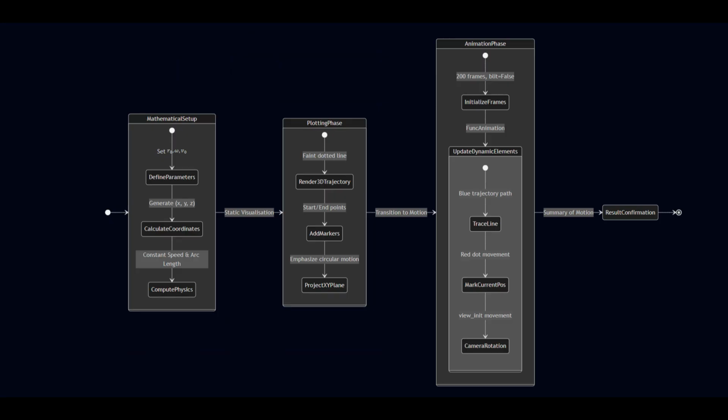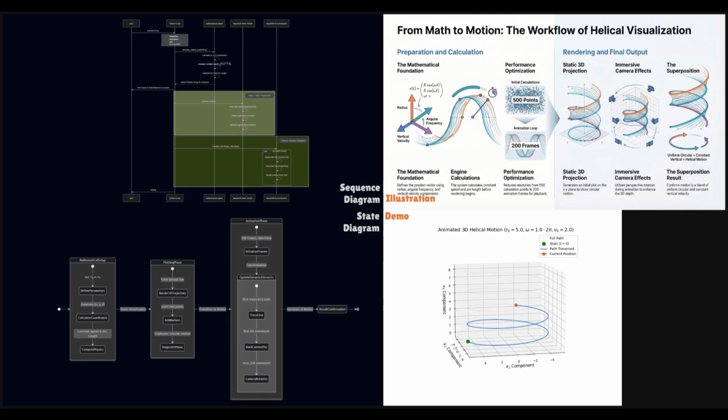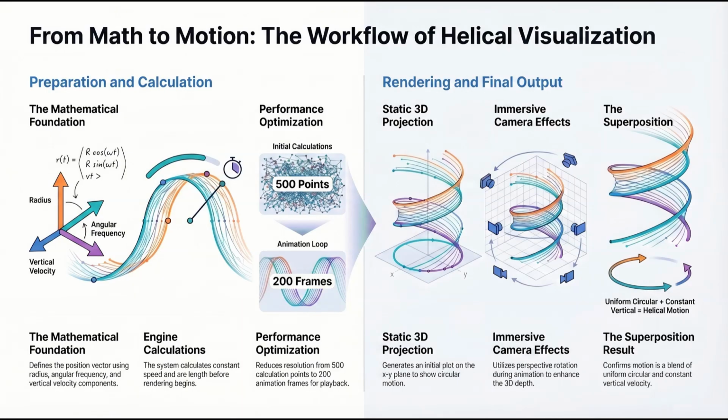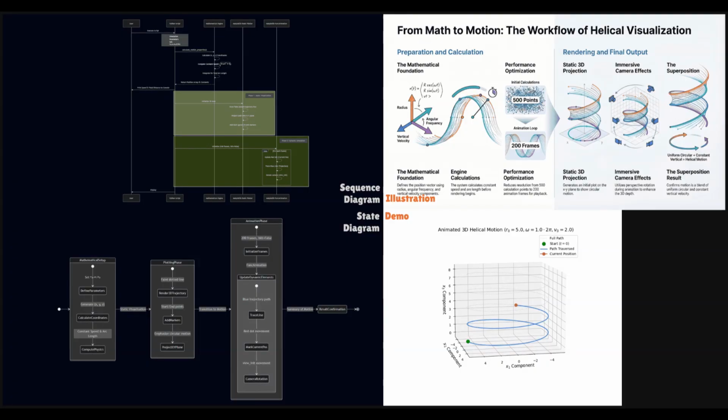To ensure the simulation runs smoothly without stuttering, the system performs a clever trick. It uses a high level of detail for its internal calculations but a slightly lower number of frames for the actual playback.